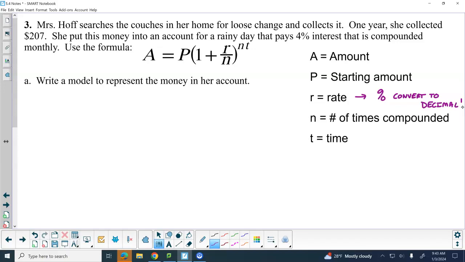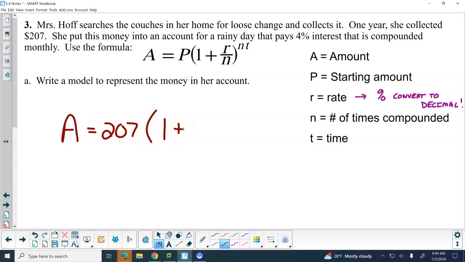So Mrs. Hoff searches the couches in her home for loose change and collects it. In 1 year, she collected $207. She put this money into an account for rainy days that pays 4% interest that is compounded monthly. Use that formula. So first off, we need to write a model to represent the money in her account. Well, the money in her account is going to be A. P is how much she started with. What did she start with? $207. So that's 207.